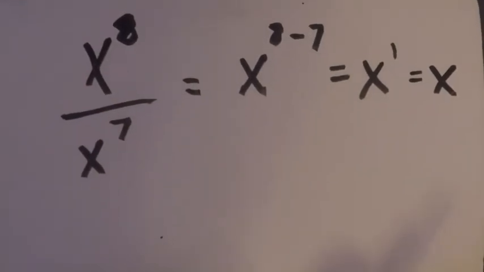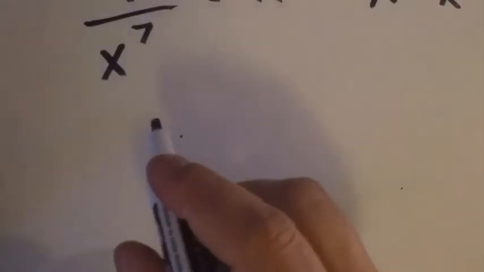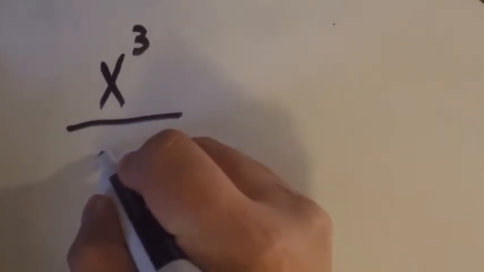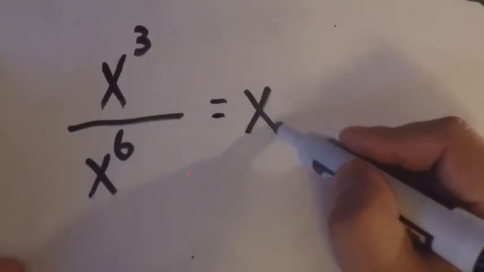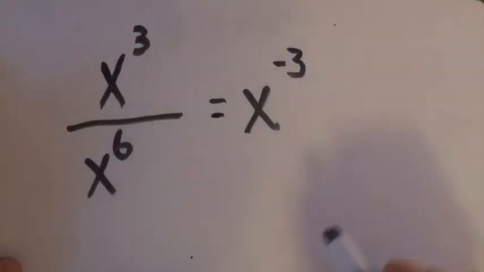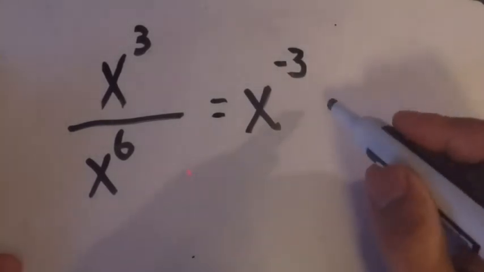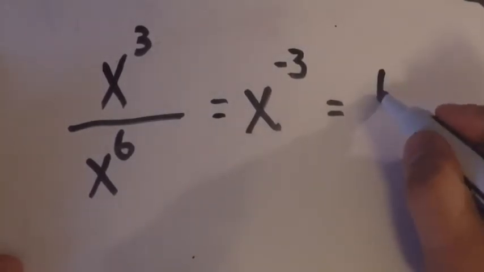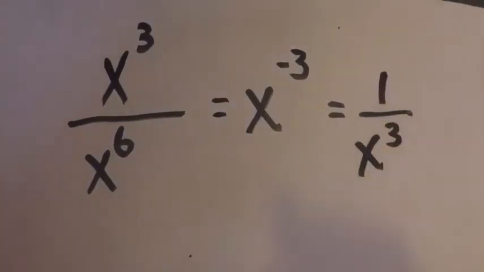If we have a slightly more difficult example, let's say we have x to the third divided by x to the sixth. We would have x, then we have 3 minus 6. 3 minus 6 is negative 3, which then we would want to convert to be a positive exponent, so 1 over x to the third. But in the end, all we're doing is subtracting our exponents there. So when we divide exponential functions, we subtract the exponents.